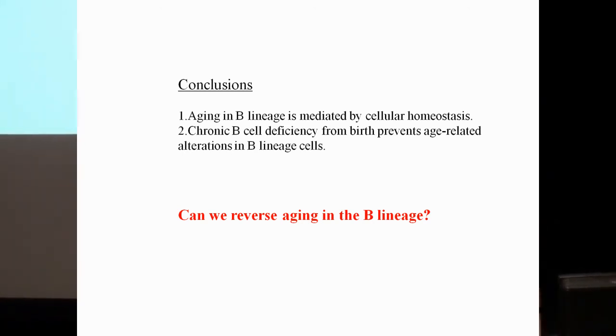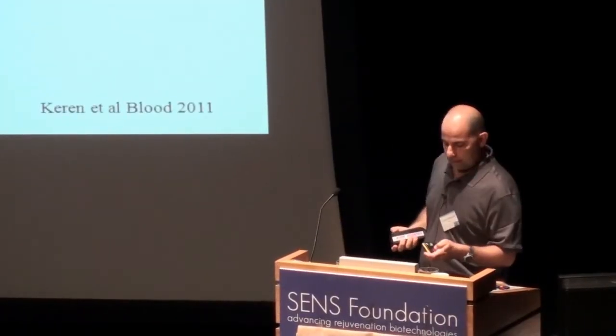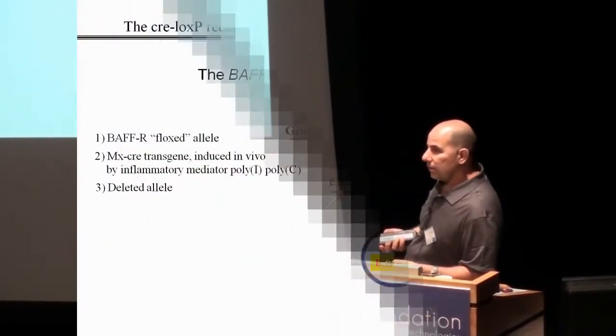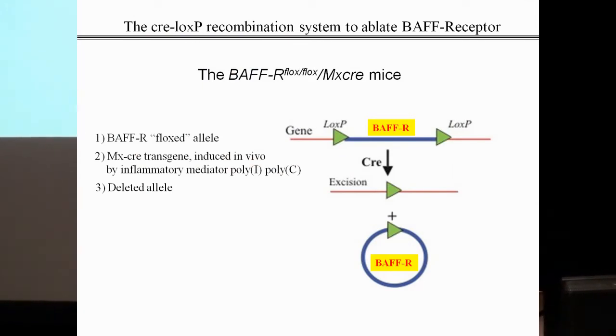Now comes the other question. Can we reverse aging in the B-lineage? For this, we adopted another mouse model, which utilizes the Cre-Lox system, which allows an inducible ablation in vivo of a specific locus. Here we have generated a mouse where the BAFF receptor gene is floxed by two LoxP sites.